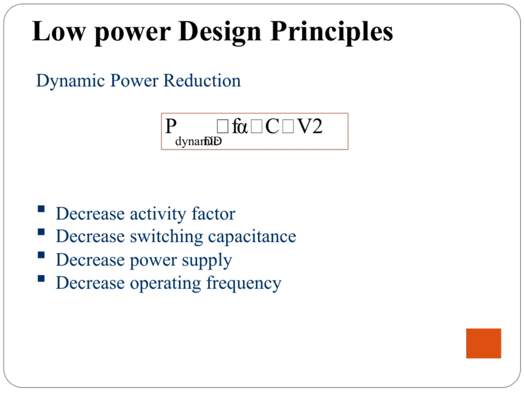First, we can decrease the activity factor, which means reducing how often the circuit switches states. Next, reducing the switching capacitance by optimizing the circuit layout or using smaller transistors helps limit power usage. Lowering the power supply voltage has a significant impact because power scales with the square of the voltage. Finally, reducing the operating frequency, or how fast the circuit runs, also lowers dynamic power. By strategically addressing these factors, we can achieve efficient low-power designs without sacrificing performance.